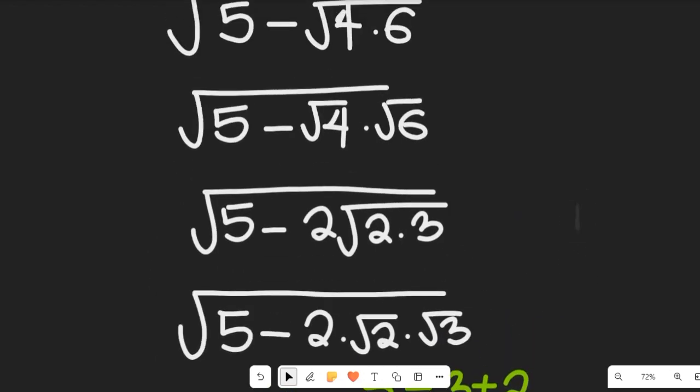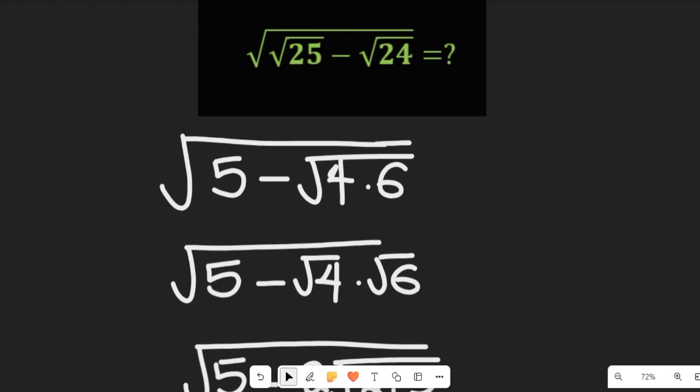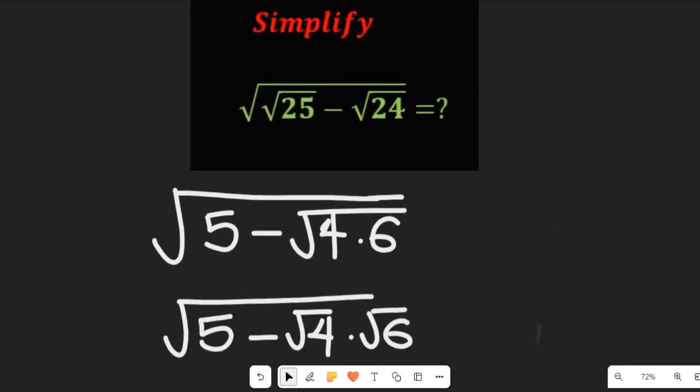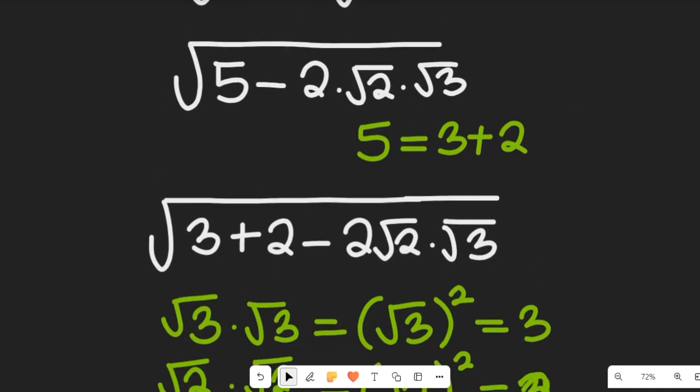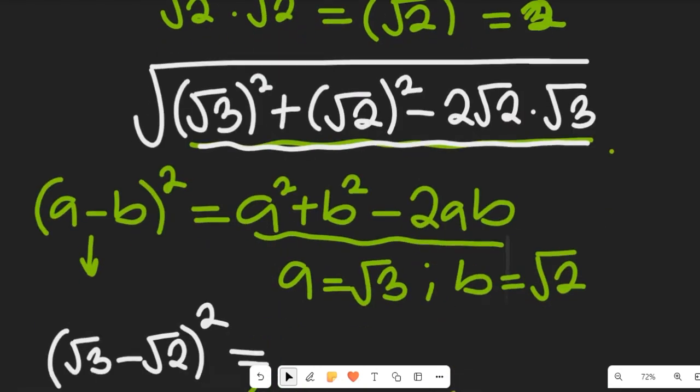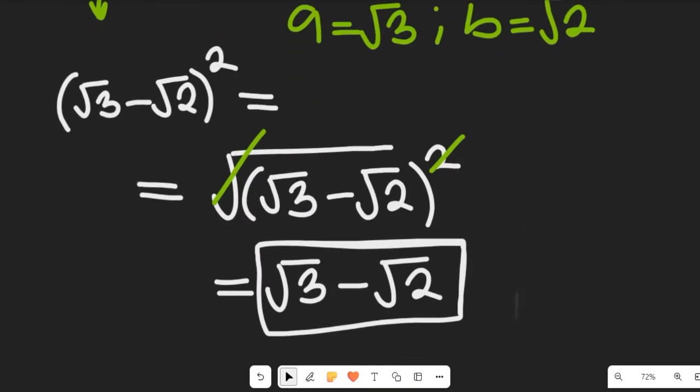So when next time you are asked to simplify expression like this, remember that you can simply use an algebraic formula in simplifying such expression.